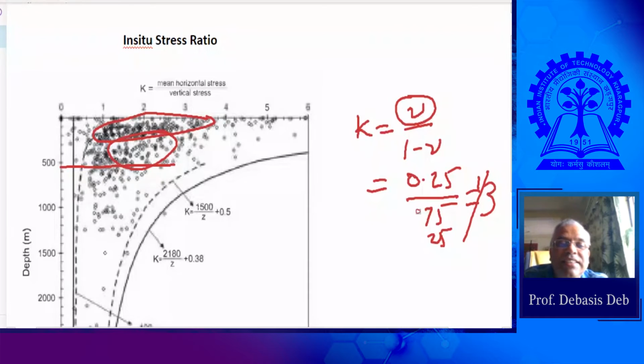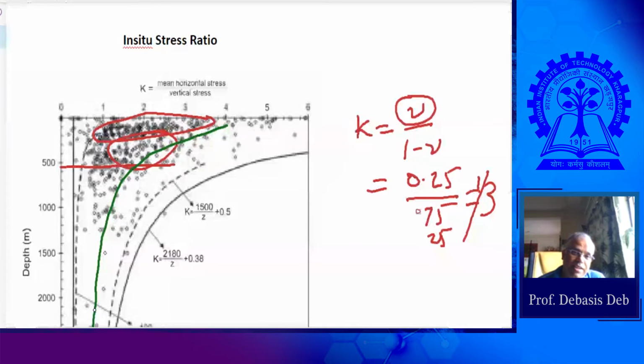But actually, this is the tested data in the field and all over the world. This is not for India. I don't think Indian data is here. This is all over the world. You can see in a shallow depth, less than 500 meter, the point concentration is such that it is more than 1. And if you plot the average, then this curve will be something like this. This is the average graph. So it is highly more than 1.